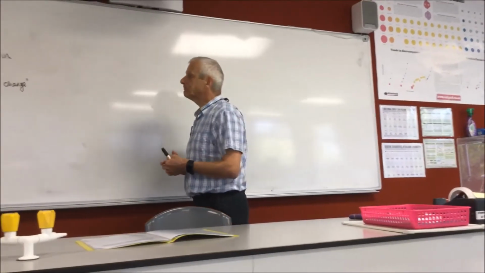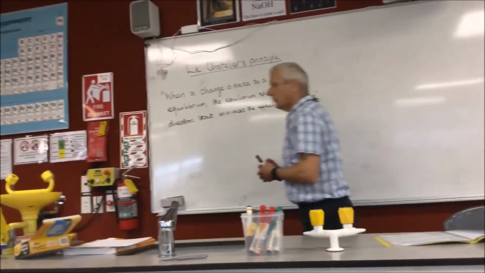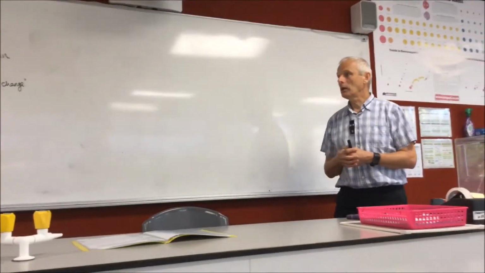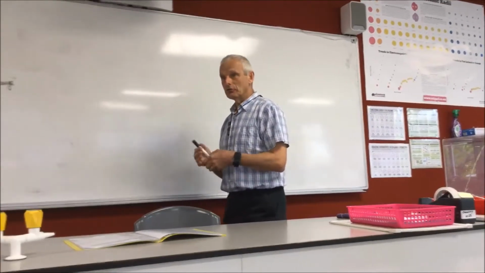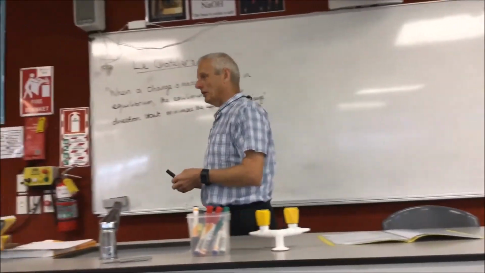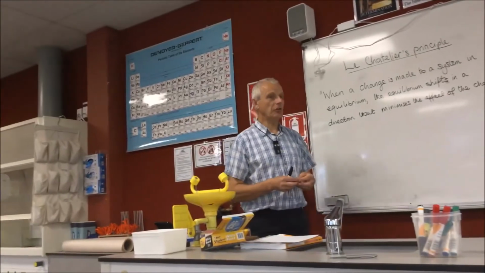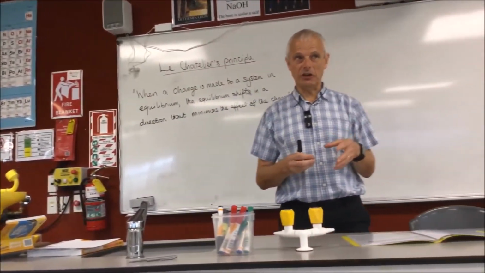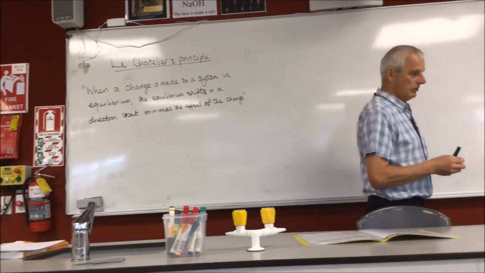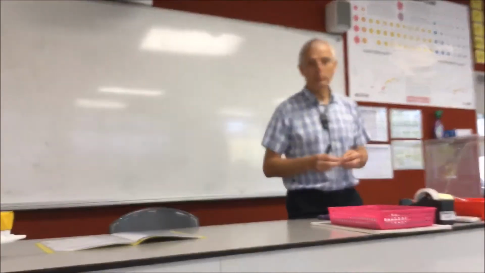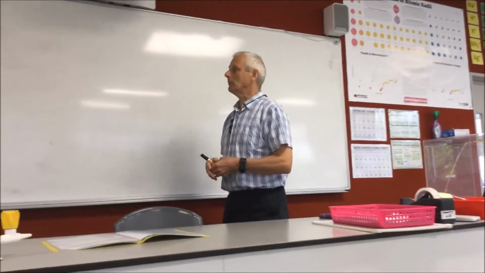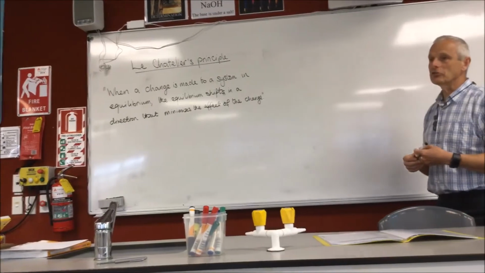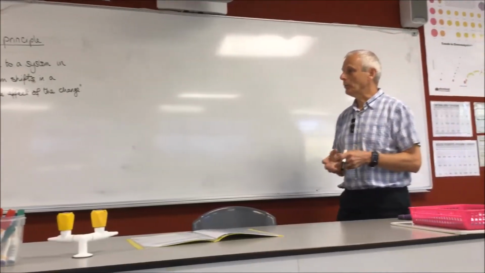So what it's saying there is that if you make a change to a system that's in equilibrium, then equilibrium shifts. You've lost equilibrium, so it's going to shift. And it shifts in a way that minimises or attempts to minimise the effect of the change. Now that won't mean an awful lot at the moment, but it's something that we will unpack bit by bit using changing concentration as an example.